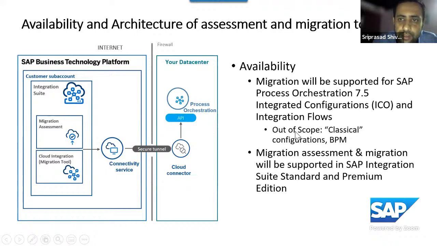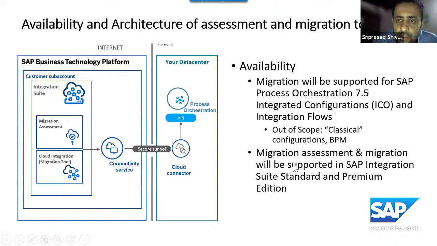Okay, so current availability would be on the process orchestration 7.5, where we will be concentrating more on the iPaaS. Okay, and we are also planning for backward compatibility with the older versions, but the first priority would be supporting the process orchestration 7.5. Out of scope as of now would be the classical configurations like sender agreement, receiver agreement, the classical configuration which used to be called in the process integration and orchestration world. So that's currently out of scope, and also the NetWeaver BPMs.